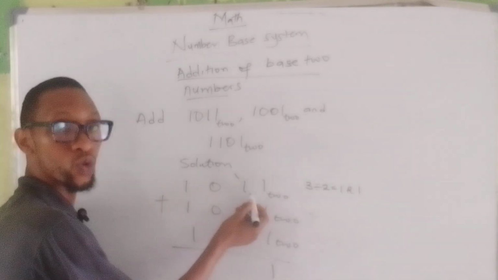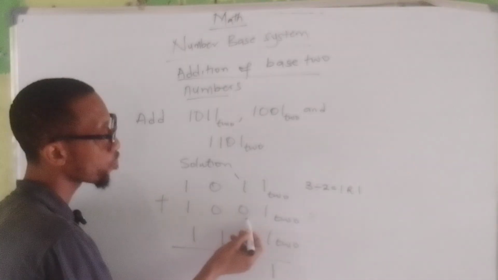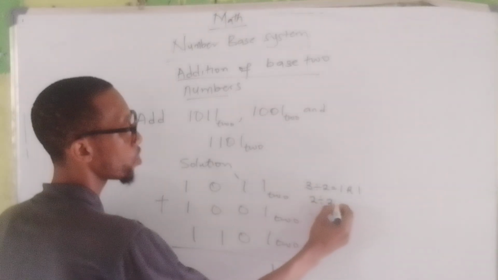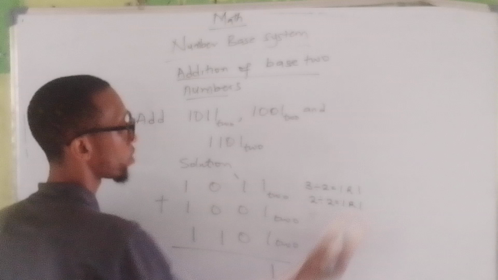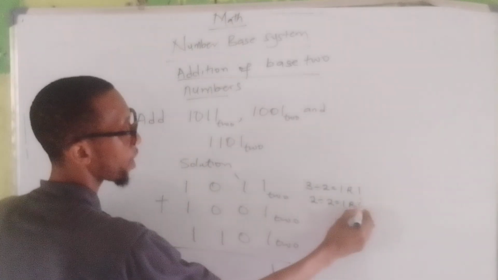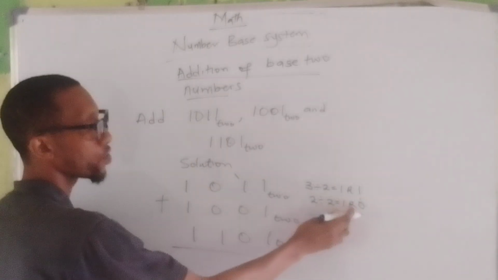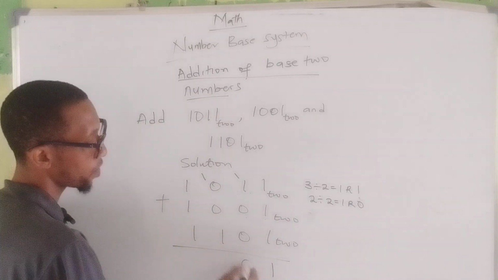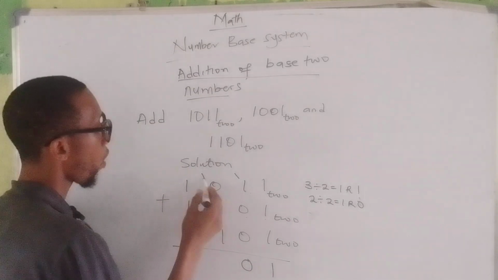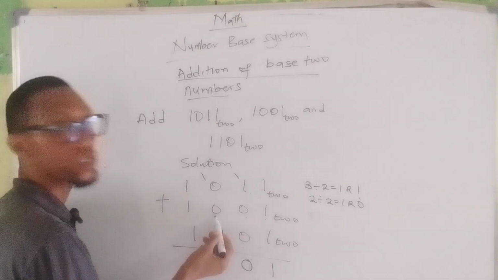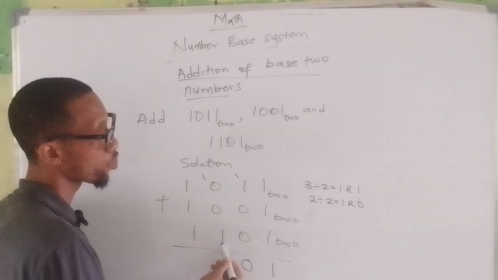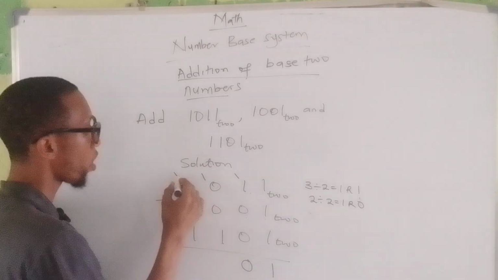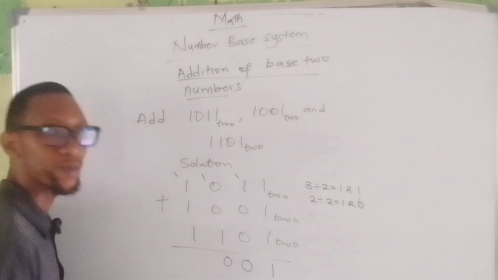1 plus 1 is 2. 2 plus 0 is 2. 2 plus 0 is 2. So if I say 2 divided by 2, I'll have 1 remainder 0. So I have 1 remainder 0. 1 plus 0 is 1. Plus 0 is 1. Plus 1 is 2. Just like you have in the rough, 2 divided by 2, you have 1 remainder 0.